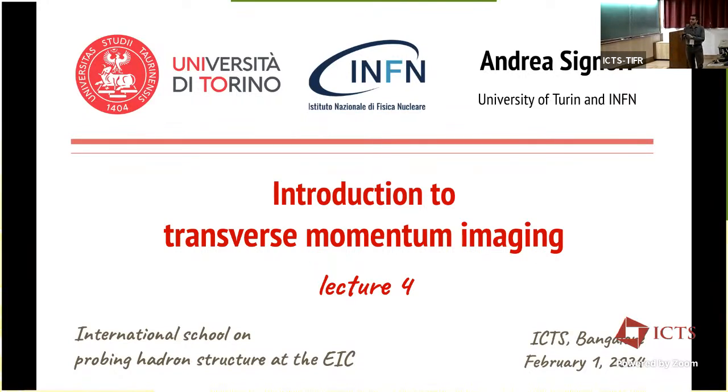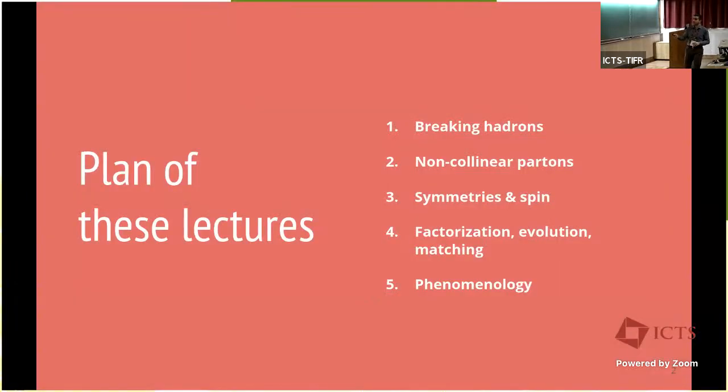Okay, today we are going to focus on something slightly different, which is factorization, the renormalization of these distributions, the evolution equations and the matching properties. This is something slightly different compared to what we discussed yesterday, but it's connected. It's the first step towards establishing phenomenology. Factorization and these kinds of things are what you need to do in order to extract TMD distributions from experimental data.